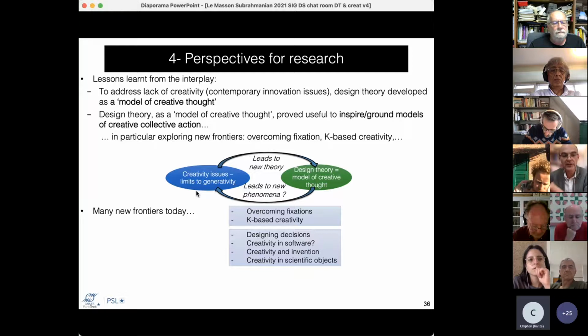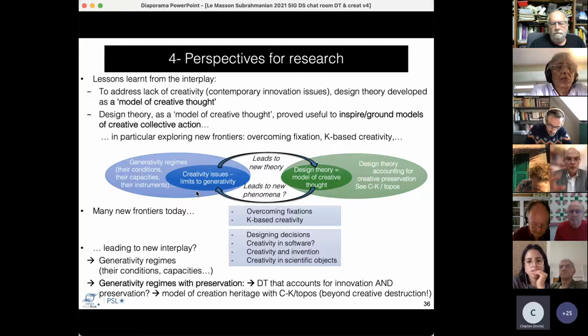So many new frontiers today to go from design theory to the study of interesting phenomena in creativity. All in all, what is interesting is that if we try to summarize what happens, all these works have finally led to identify and characterize generativity regimes, their conditions, their capacity, their instruments and their method.